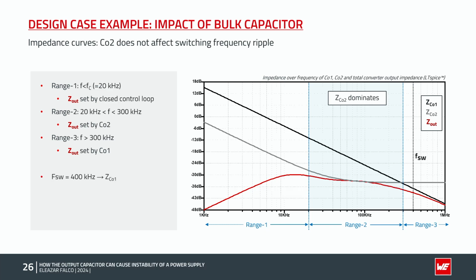From this, we can see that the output voltage ripple at the switching frequency, which is 400 kHz, is influenced and set by CO1 and not by the bulk capacitor, CO2. So if the design is reused or the transient requirement is relaxed at a later stage, then the bulk capacitor could just be removed to save cost.